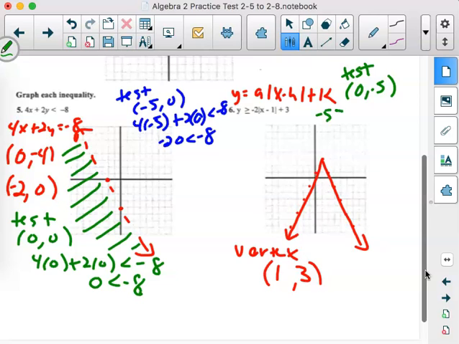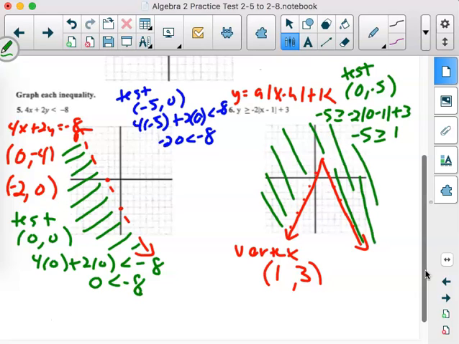It's going to say -5 is greater than or equal to -2 times the absolute value of 0 minus 1 plus 3. So we just have to follow the order of operations here, and we'll be able to see whether or not we should shade inside. 0 minus 1 is -1. What's the absolute value of -1? 1. What's -2 times 1? -2. What's -2 plus 3? Is -5 greater than or equal to 1? No. So I can't shade inside my V. I have to shade outside.